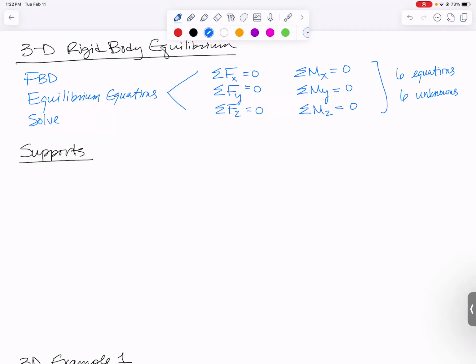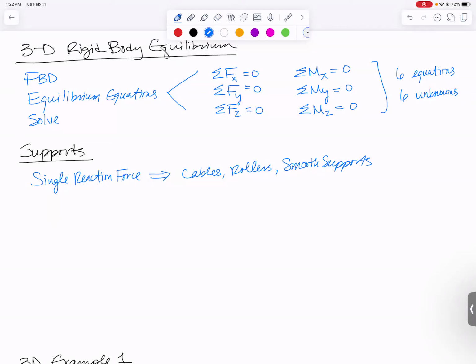We need to spend a couple of minutes talking about the different kinds of supports we'll have in 3D. As with 2D, we have several supports that will just lead to a single reaction force. And these are the same as you'll find in 2D. What's going to give rise to a single reaction force are things like cables, rollers, and smooth supports.